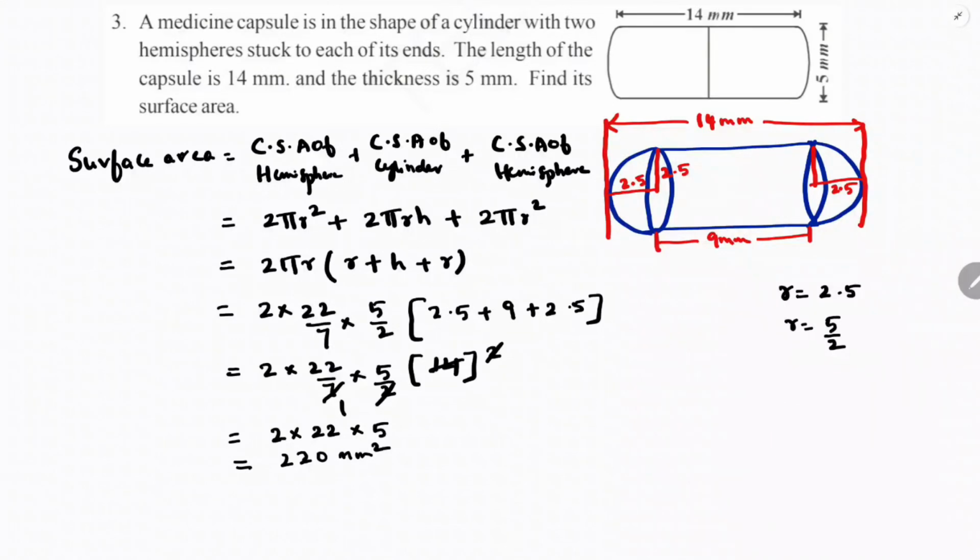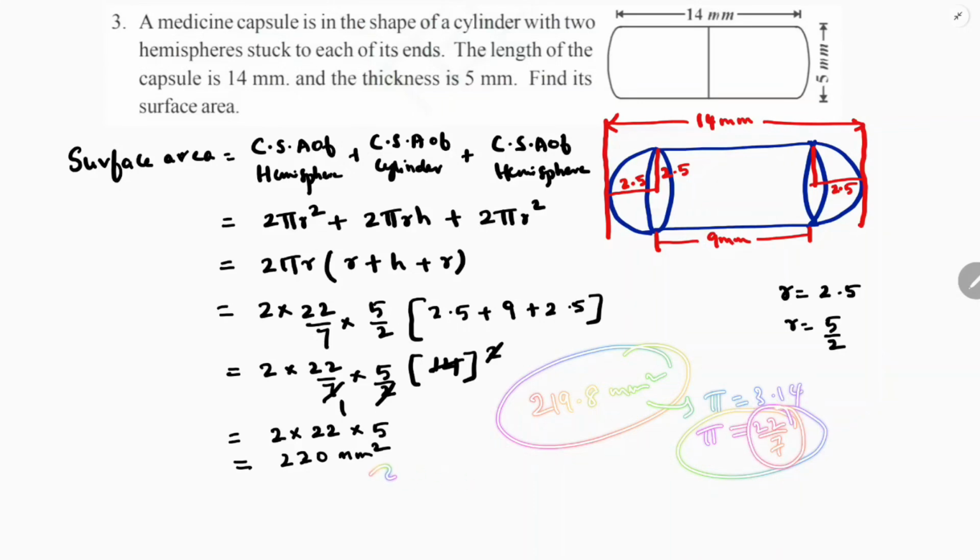Here in the textbook it is given that the answer is 219.8 millimeter square. This value you will get if you use pi as 3.14, but here I took pi as 22 by 7 as it is not mentioned in the question, so the answer is 220 millimeter square.